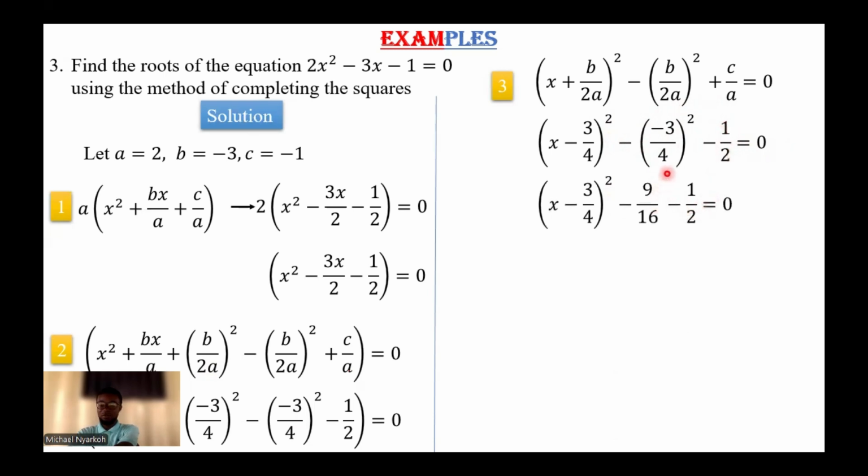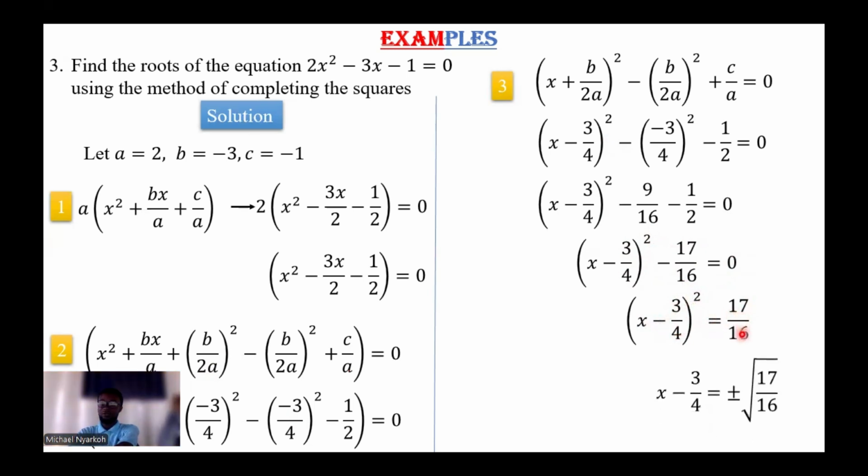So that is what we have here. Now computing the negative 3 over 4 all squared gives us 9 over 16 minus 1 over 2. And that gives us x minus 3 over 4 squared minus 17 over 16 equals 0. So we move the 17 over 16 to the other side, and then that becomes that. So we have x minus 3 over 4 all squared equals 17 over 16. And therefore, we square root both sides of the equation.